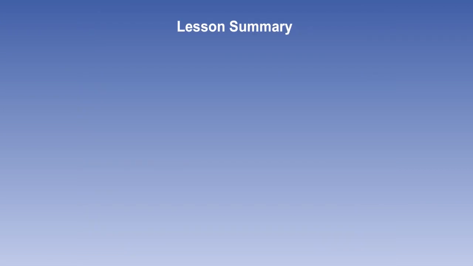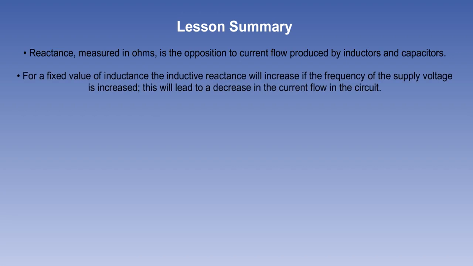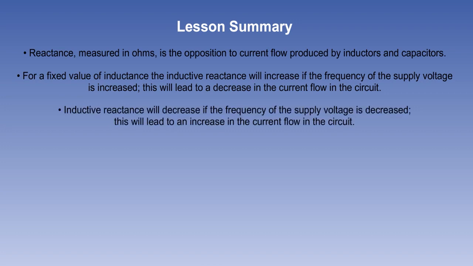That is the end of the lesson. Here are the main points that you'll need to take from it. Reactance, measured in ohms, is the opposition to current flow produced by inductors and capacitors. For a fixed value of inductance, the inductive reactance will increase if the frequency of the supply voltage is increased. This will lead to a decrease in the current flow in the circuit. Inductive reactance will decrease if the frequency of the supply voltage is decreased. This will lead to an increase in the current flow in the circuit.